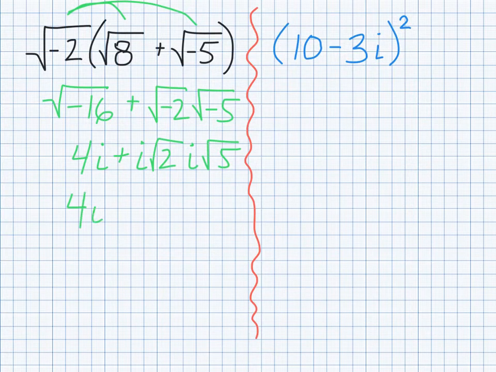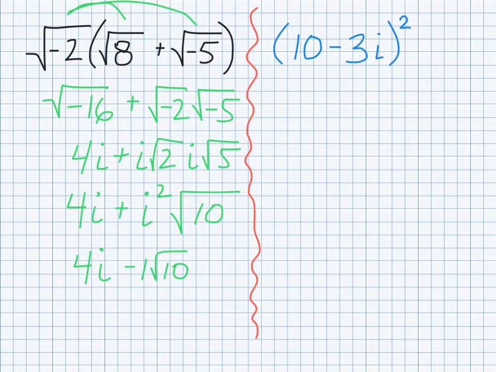So moving on to the next line, I know I'm going to have i times i is i squared, and 2 times 5 is 10. So I'm going to end up having 4i, and then i squared, of course, is -1, so it's going to be -1 square root 10.